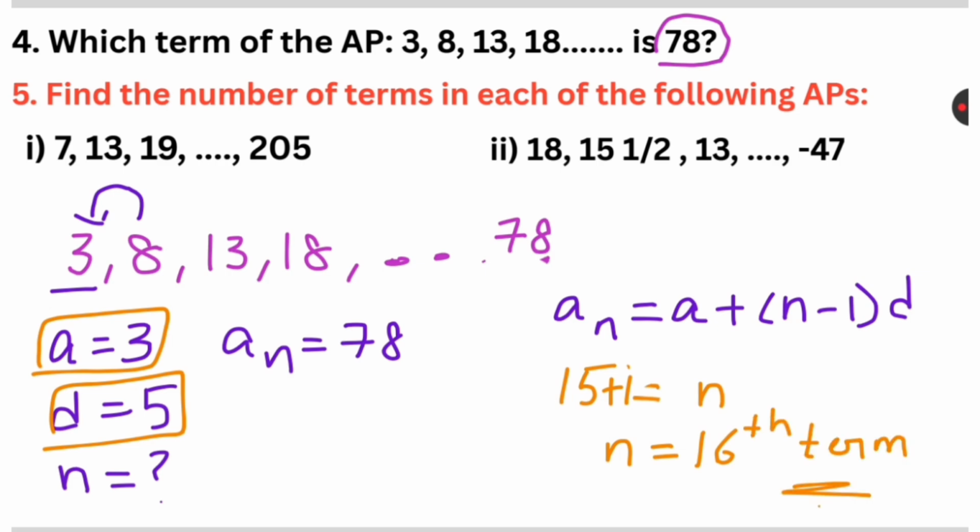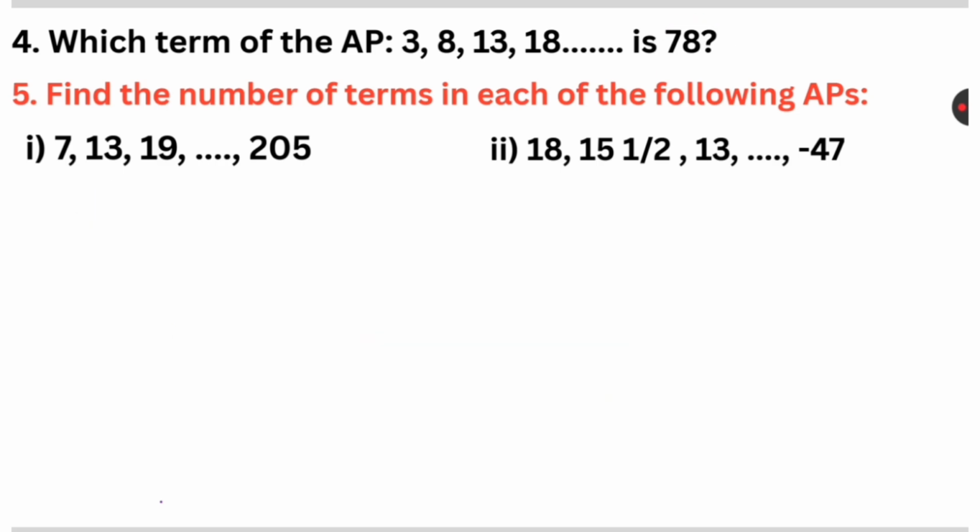So let's see the fifth question. Find the number of terms in each of the following arithmetic progressions. Here we need to find the number of terms, that is, we need to find the n value here also. So what is the given arithmetic progression? 7, 13, 19 and so on up to 205. We know the last term, that is, we know the nth term. We need to find the number of terms.